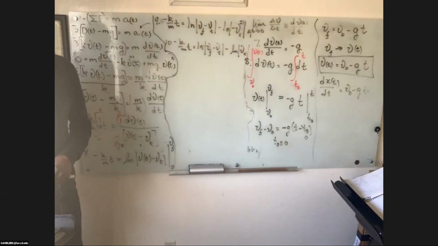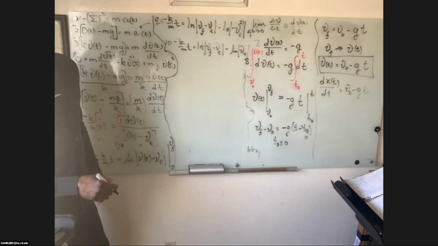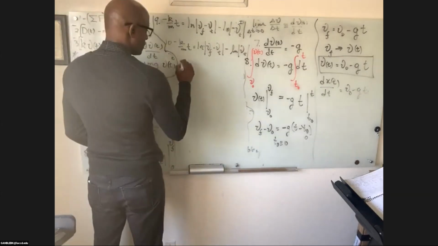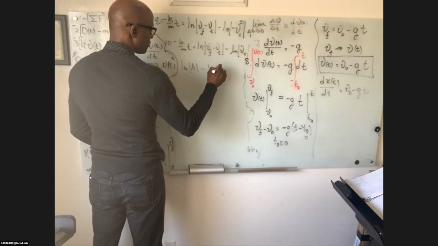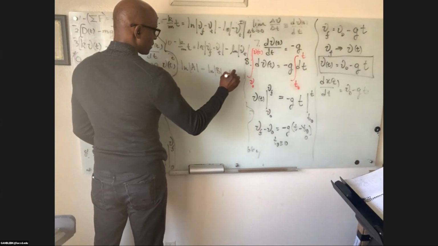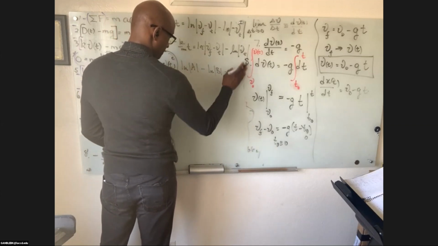Now there's an identity that log of a minus log of b is equal to log of a divided by b. Remember that?